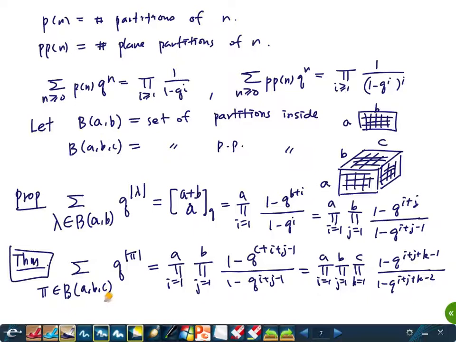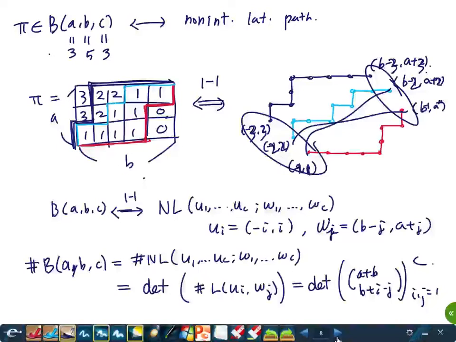So if you can evaluate this, this will only prove this formula when q equals 1. But we want to have the general q there as a generating function, not just a number. So how can we do that? We need to consider the weight of each lattice path.